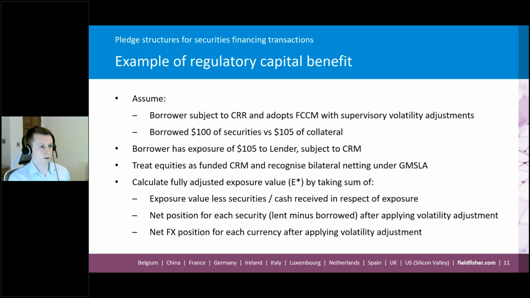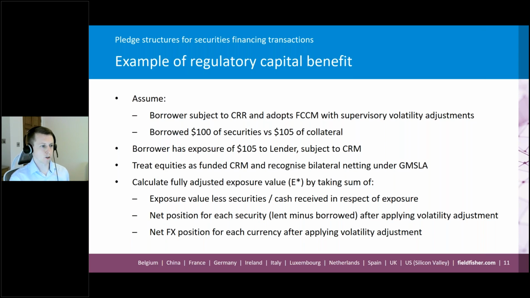On this slide, we've now set out a simplified example. Assume we have a borrower that's subject to the Capital Requirements Regulation, that adopts the so-called financial collateral comprehensive method and uses the supervisory volatility adjustment set out in CRR. Take an example where the borrower borrows $100 worth of equities and provides 105 of collateral under a traditional title transfer GMSLA arrangement.